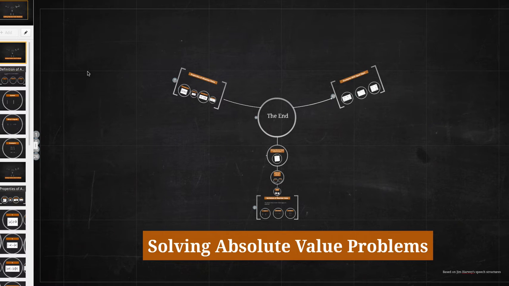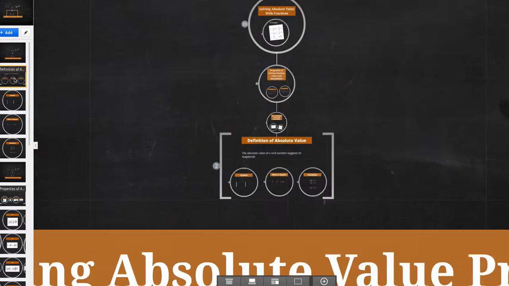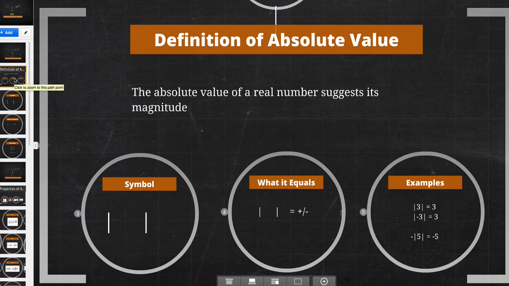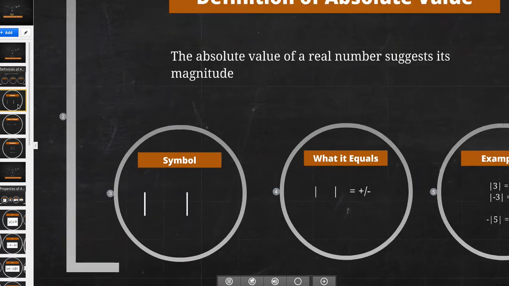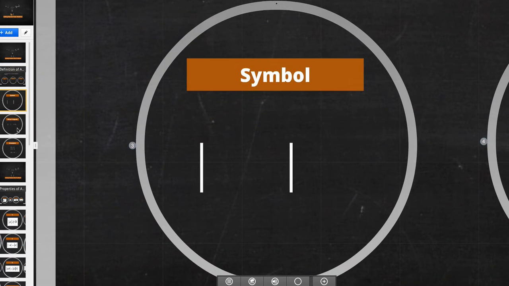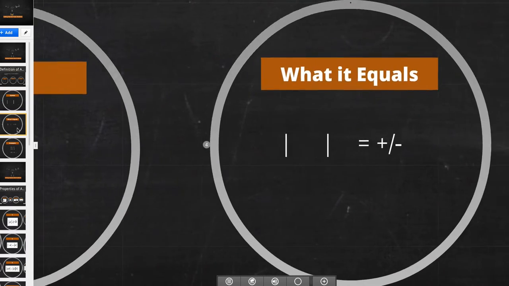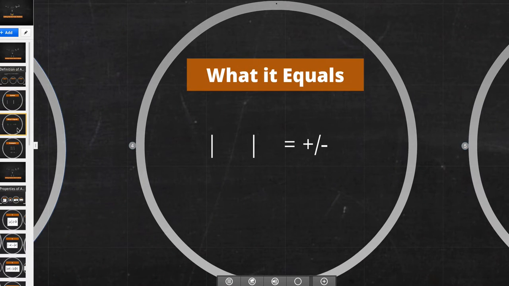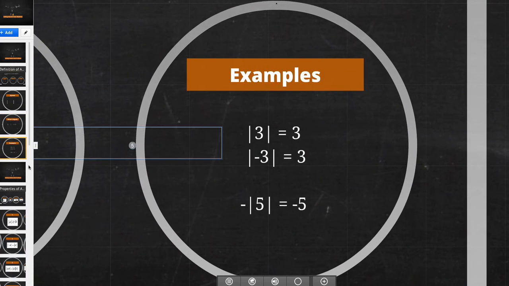Solving absolute value problems. The absolute value of a real number suggests its magnitude. The symbol for absolute value is two straight lines. Absolute value will equal a positive and a negative answer. Here are some examples.